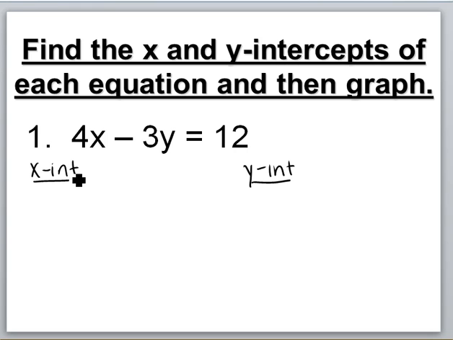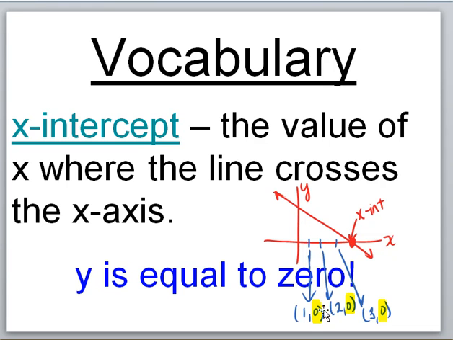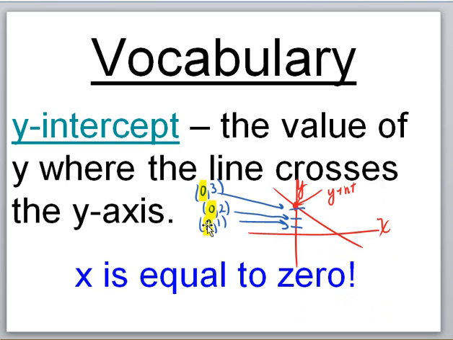When I find the x-intercept, I'm plugging 0 in for y. When I find the y-intercept, I'm plugging 0 in for x. Remember, that is due to those previous pictures, and I'm going to go back to them one more time so you see them. For the x-intercept, you're plugging 0 in for y because every value along the x-axis has y equaling 0. For the y-intercept, you're plugging 0 in for x because every value along the y-axis has x equaling 0.